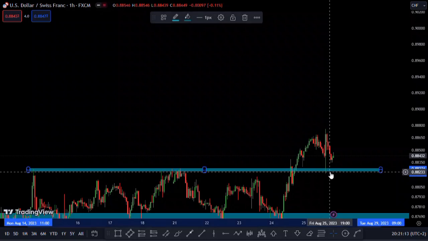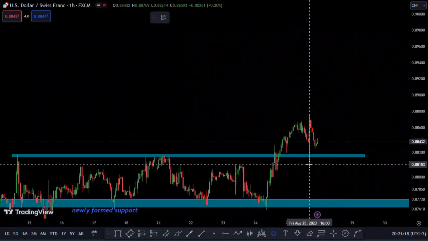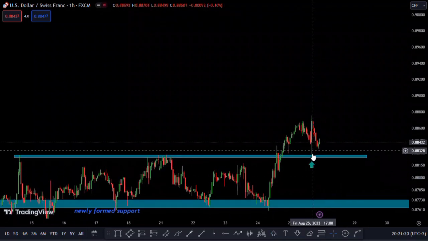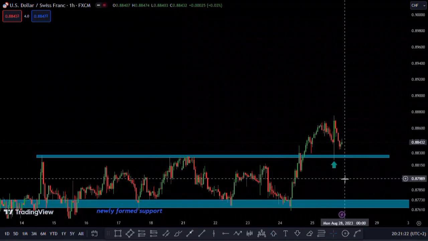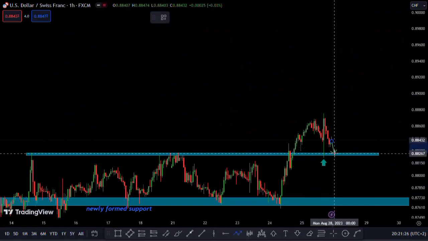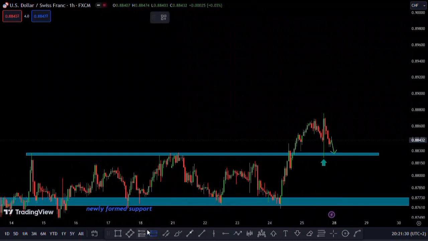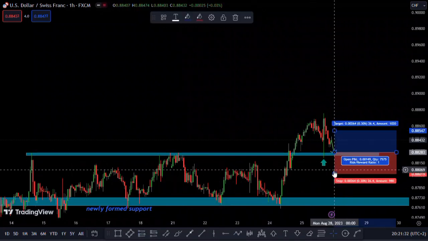Because of this we have already retested, but I think again it's going to come back and retest, and when it gets to this point, that's when I'll be taking my buying opportunities.